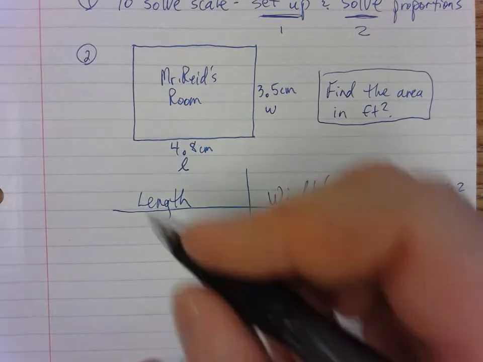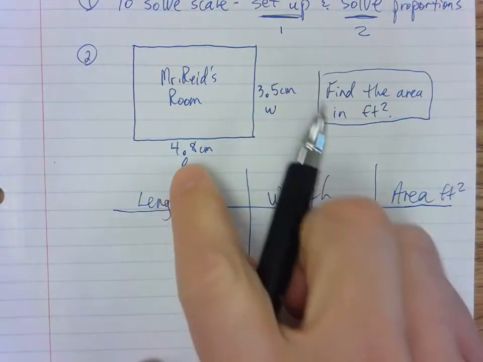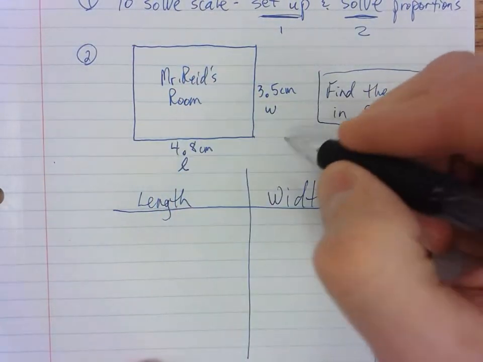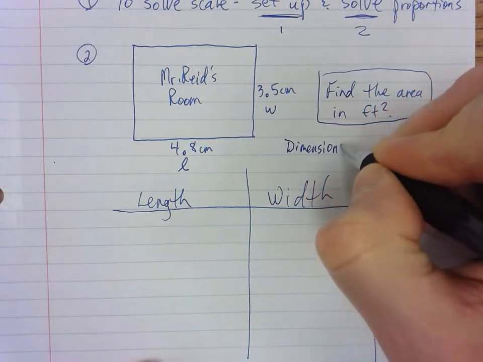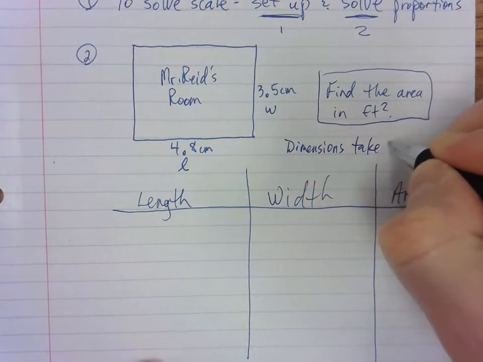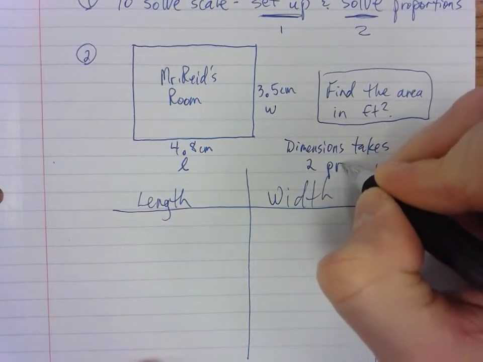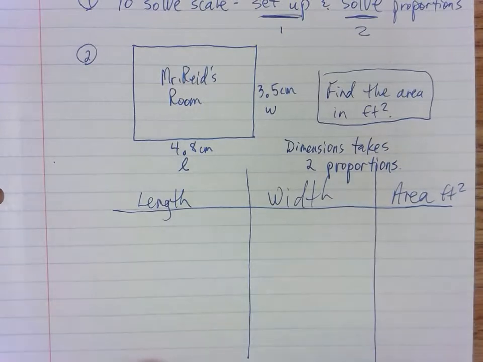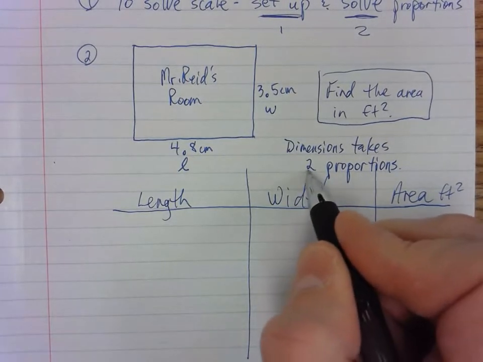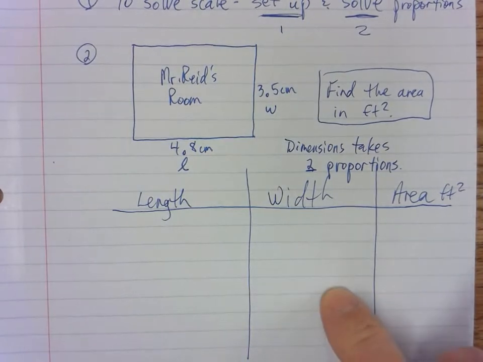Okay, so when you do a dimensions problem, and length and width are the dimensions, it takes two proportions. So I hope at this point you're still hanging with me. We're about 5 minutes or so in, so this is kind of important stuff. The dimensions is going to take two proportions. The first proportion would be this, okay?